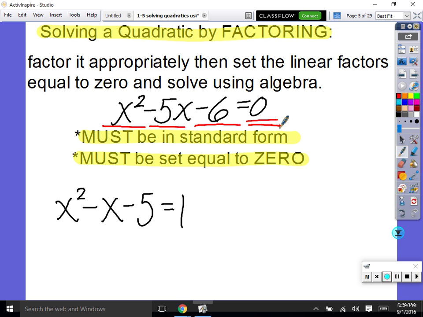So look right here. Could we solve this one by factoring as it is? No, we need to make sure it's equal to 0, so we'd subtract 1 first. Is everybody comfortable with what I'm saying? Then you could continue to solve by factoring.